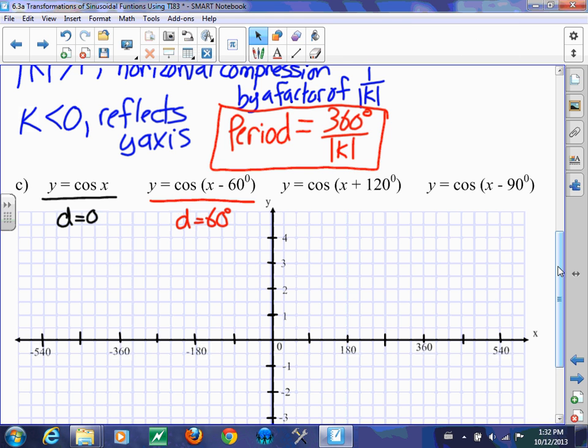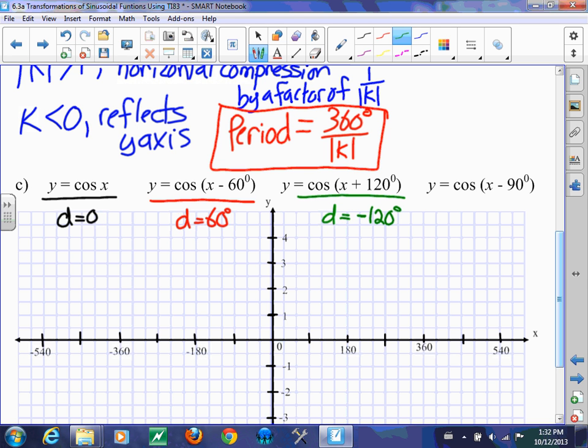Okay. Looking at my third one, notice there's a plus sign. So what does that mean? D must equal negative 120 degrees. So we're going to start 120 degrees to the left. Okay. And I'm going to show you a really neat thing here at the end, guys.